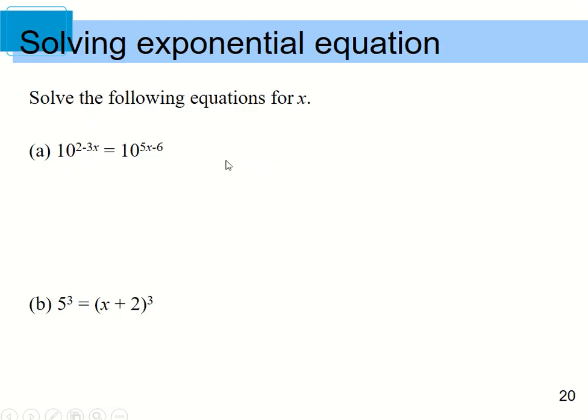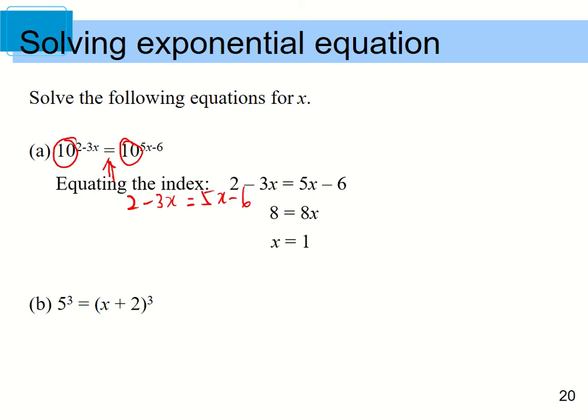Now let's see some examples here. If we're solving an exponential equation, there are 2 approaches. The first one is to compare the base. We can see that the base is the same. When the base is the same and they are equal, it means that 2 minus 3x is also equal to 5x minus 6. From here, we can find the x.